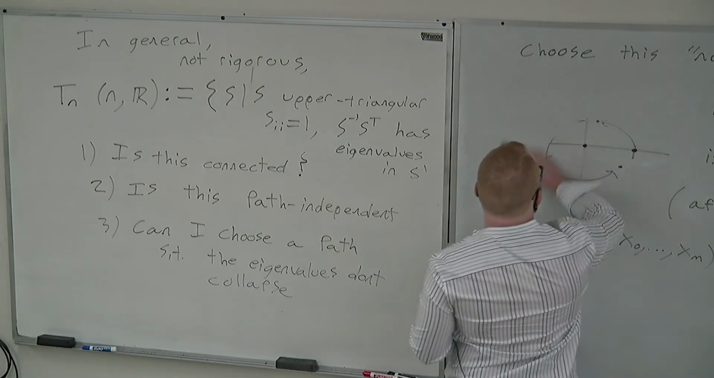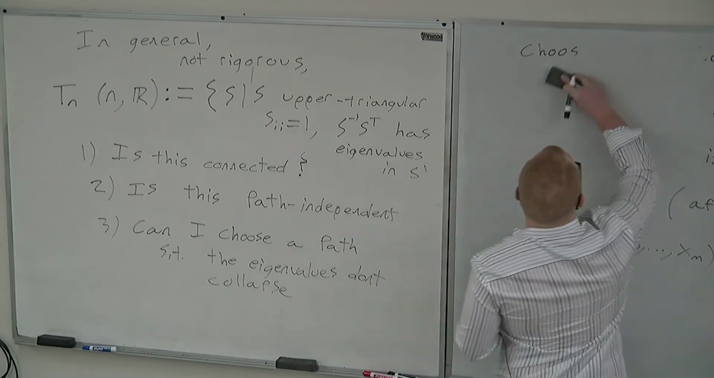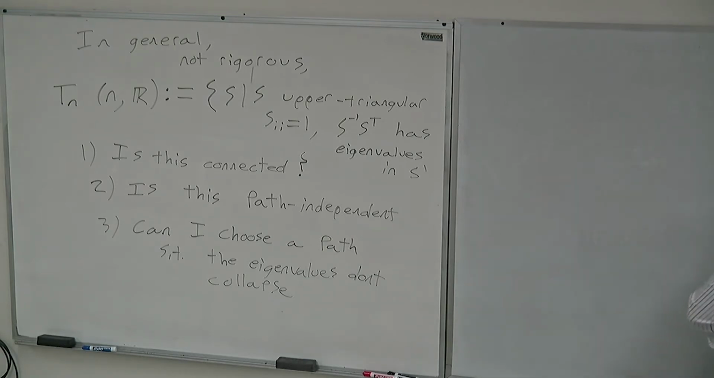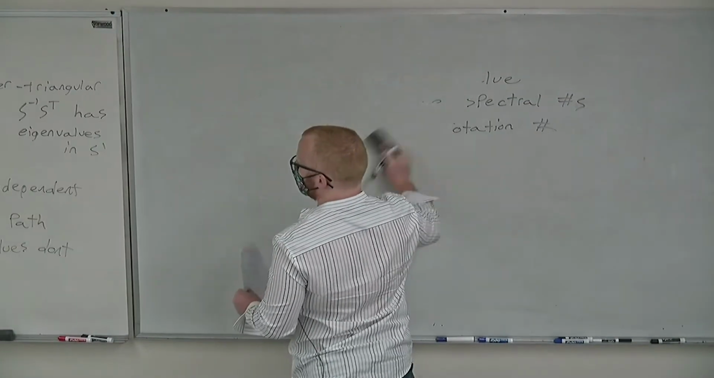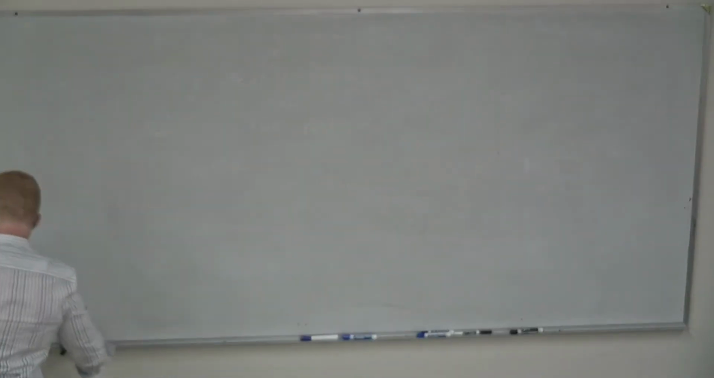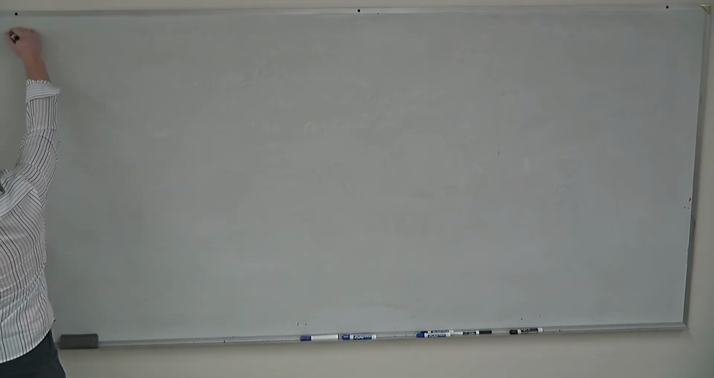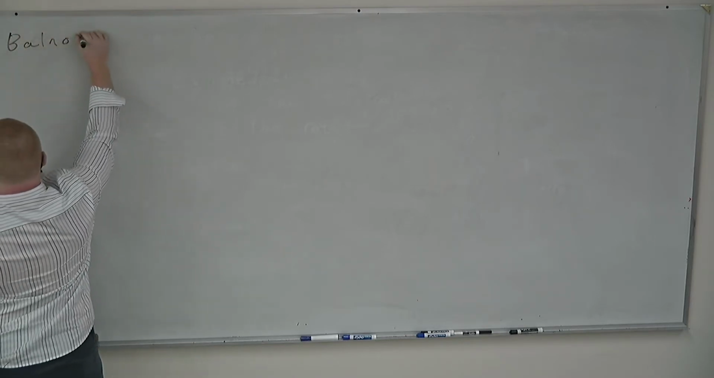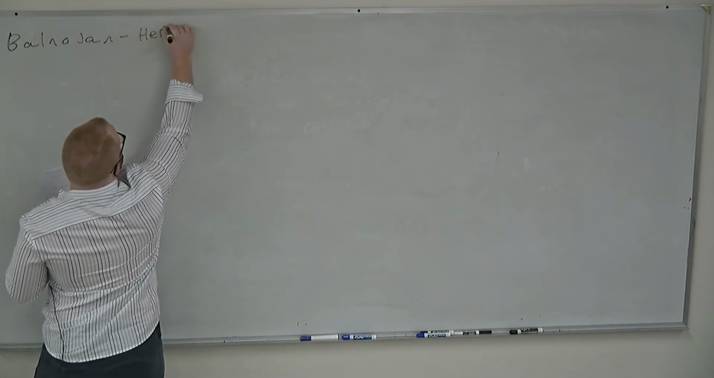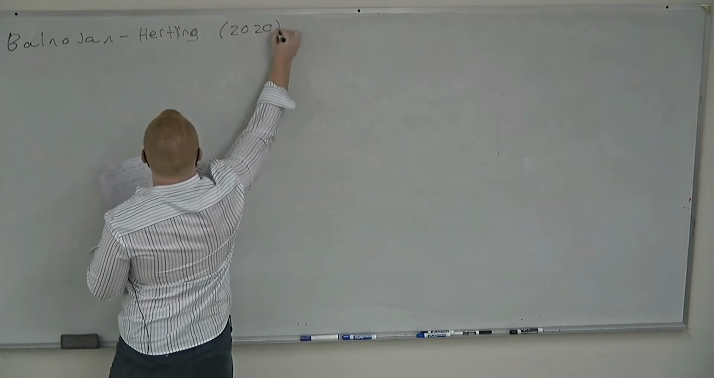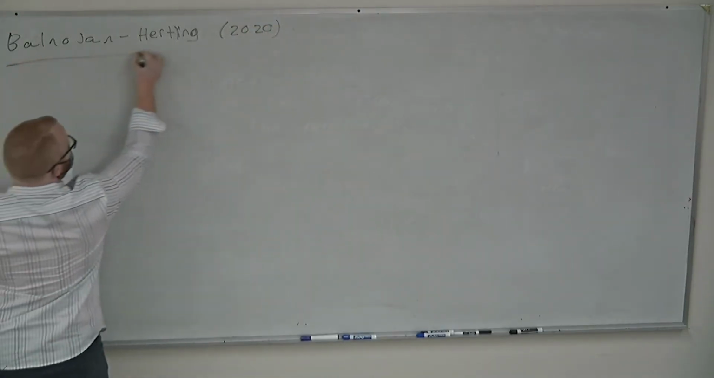So this is sort of a hard problem. I think this paper came out in the early 90s. And last year, there was some progress on this. Of course, to them, this was just a done deal. But as far as rigorous formulation, we have this paper by Balnajan and Hertling, which is in 2020, which basically says this.